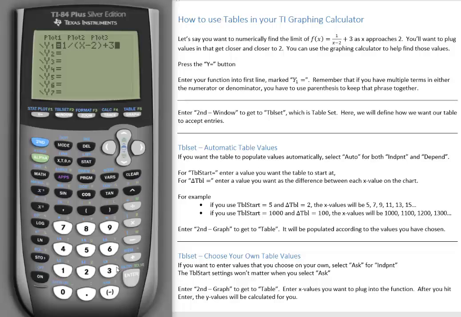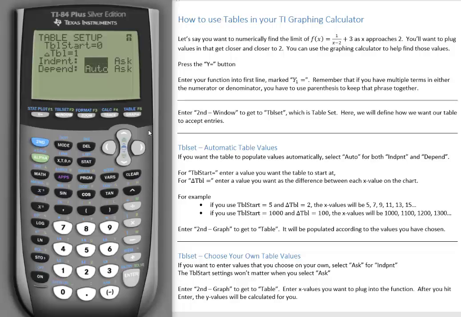And then what we want to do is define how we want to look at that table of values. And so we go second window, which is the table set function. And if I have it set to auto, then it's going to start at 0 and go increasing numbers by 1. So let's just see what that looks like.